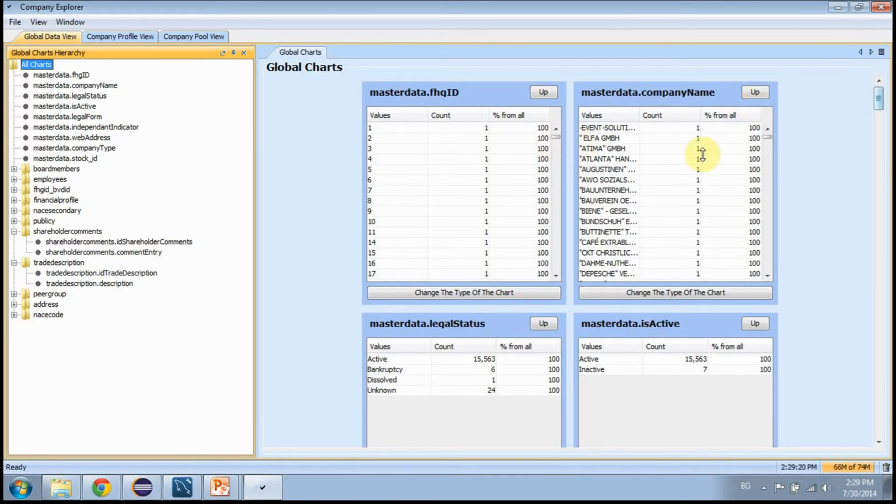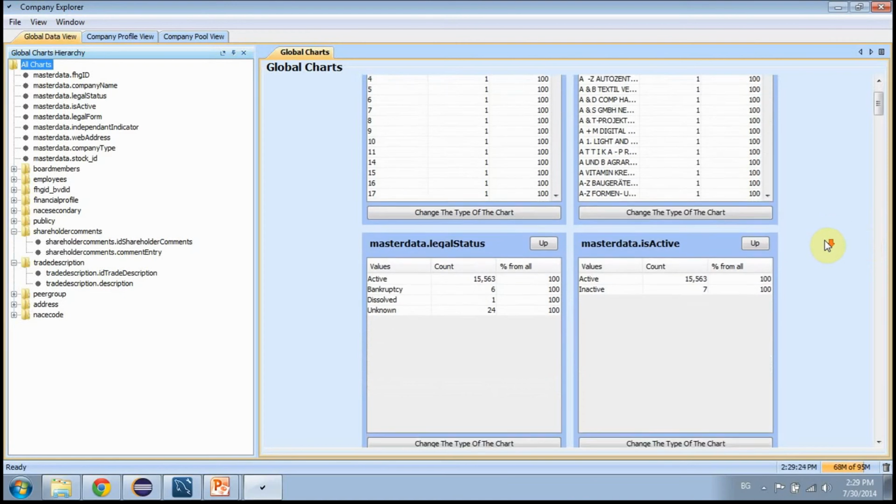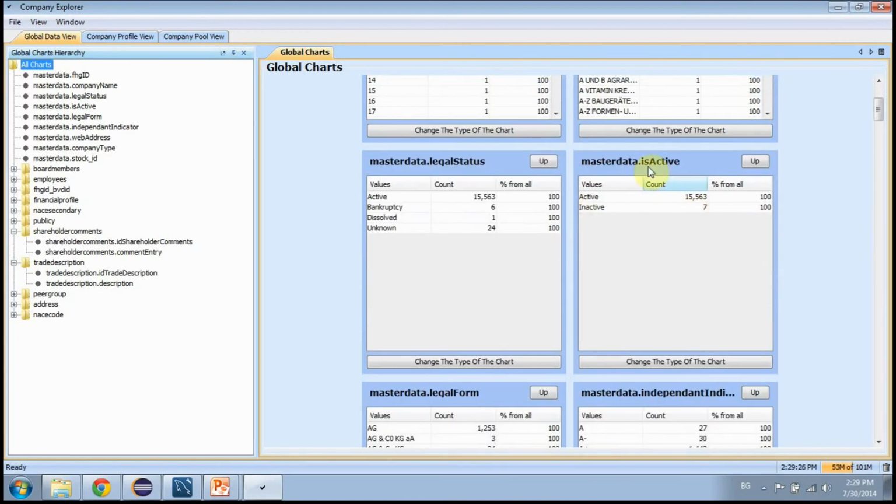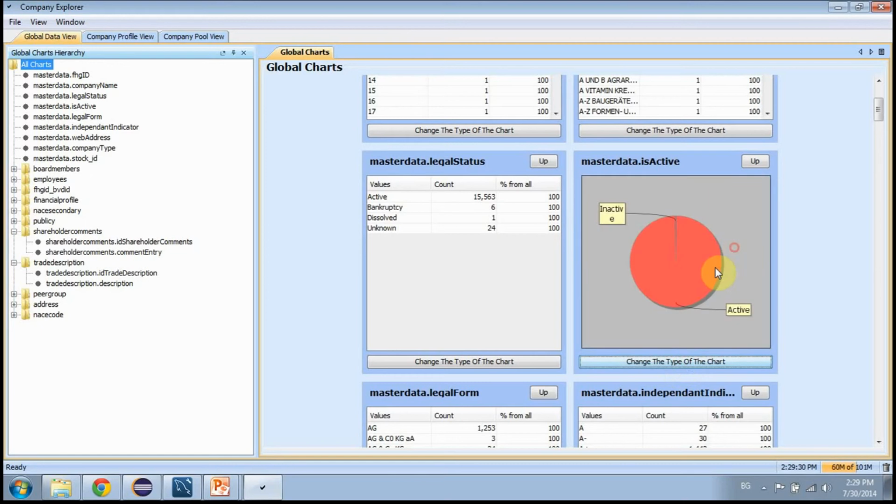So here we can find the names of all the companies, of everyone. We can see that some of them are active, some of them are inactive, and we can see that in a pie chart. And we immediately discover that the majority of our companies is actually active, and this will be almost 100%.